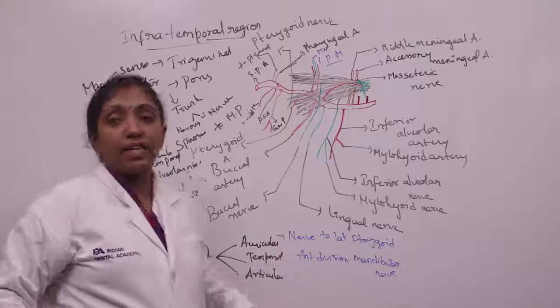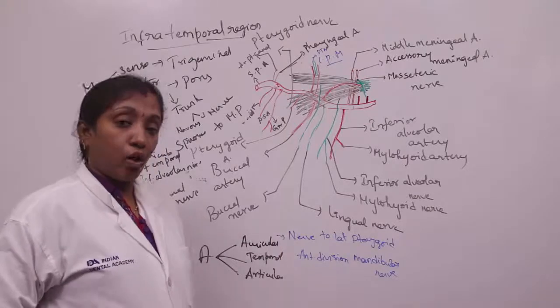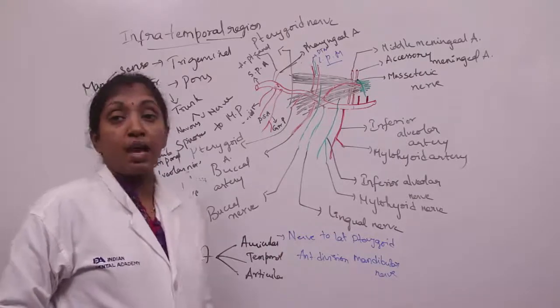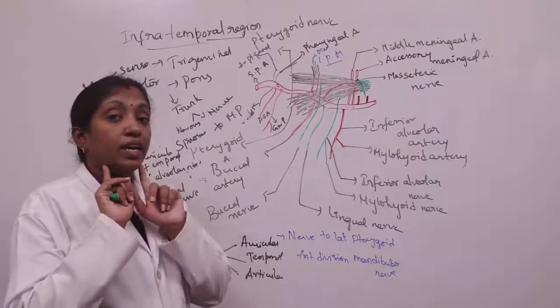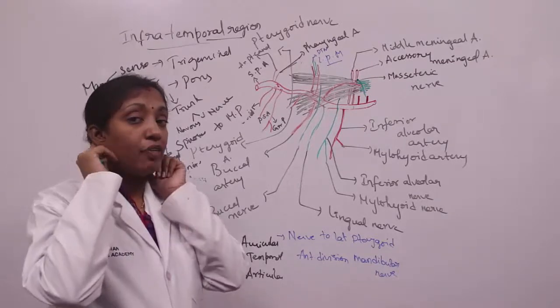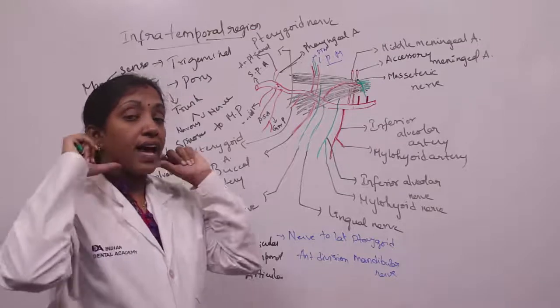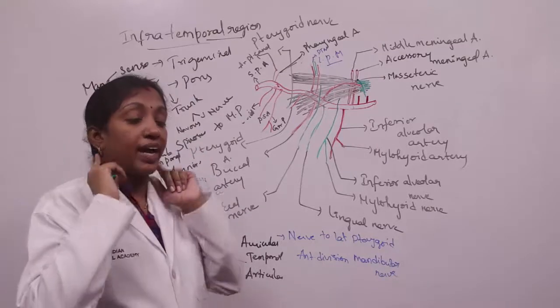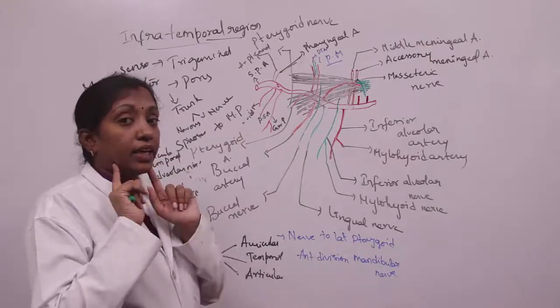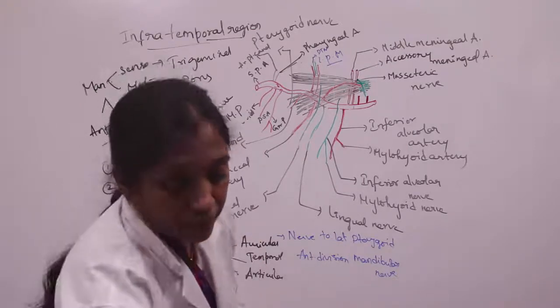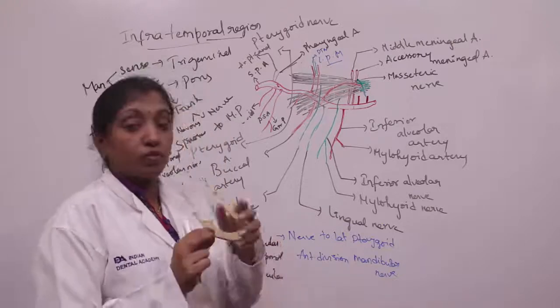This mylohyoid nerve supplies the mylohyoid muscle, and along with it, it also supplies the anterior belly of digastric. We know that the anterior belly of digastric is situated here on either side, and we have the posterior belly of digastric here. The anterior and posterior bellies of digastric are connected by an intermediate tendon. The anterior belly of digastric arises from the digastric fossa here.